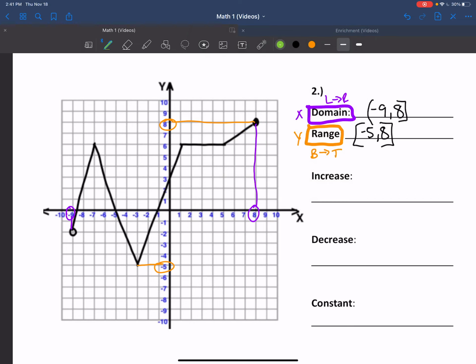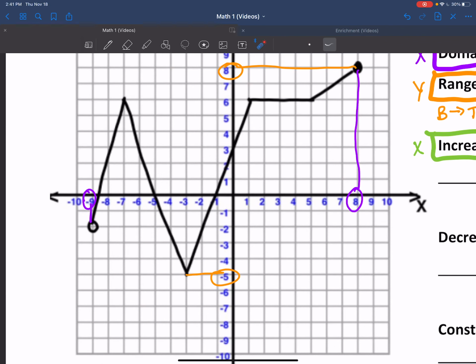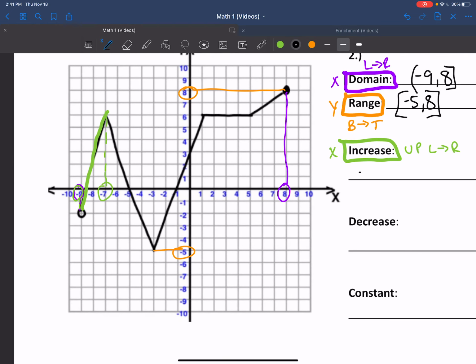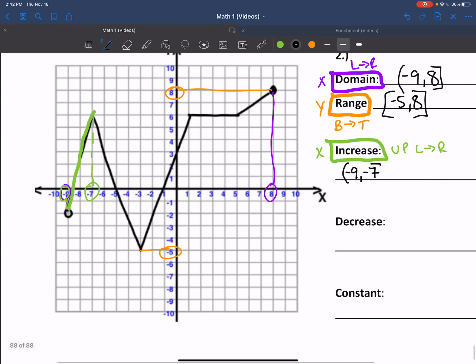Next we have increase. So we're looking at where the graph goes up from left to right, which means we're using that x-axis still. So starting at the leftmost chunk. This leftmost chunk is going up from left to right. So I'm going to shade that in my increase color. And you should do this too. The leftmost number is a negative 9. The rightmost x number is negative 7. So we're going from negative 9 to negative 7. Negative 9 is an open bracket. Negative 7 is a closed bracket because it is part of the line.